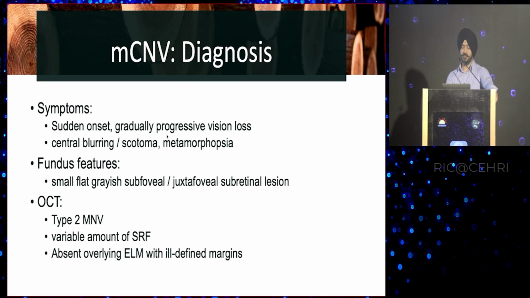The diagnosis of myopic CNVM is sometimes made when the patient himself or herself tells the symptoms, and it is diagnostic. You see a small flat grayish subfoveal or juxtafoveal subretinal lesion, and on OCT you will see a type 2 MNV with a variable amount of SRF, but the most important factor is the haziness or blurriness of the ELM.